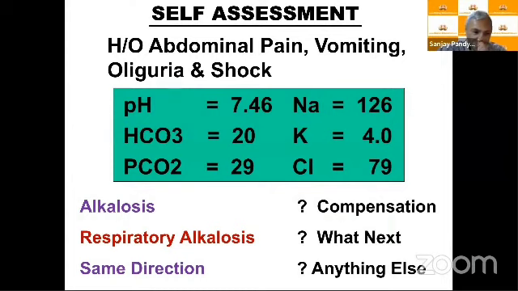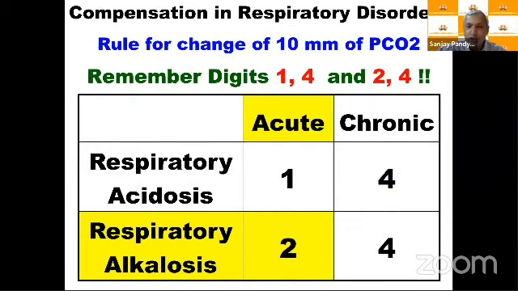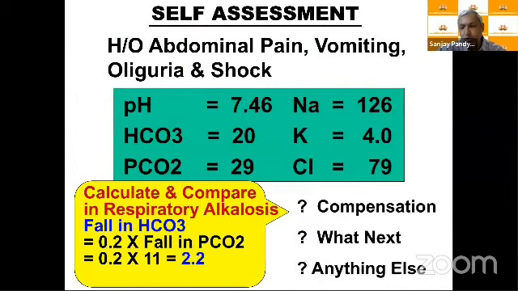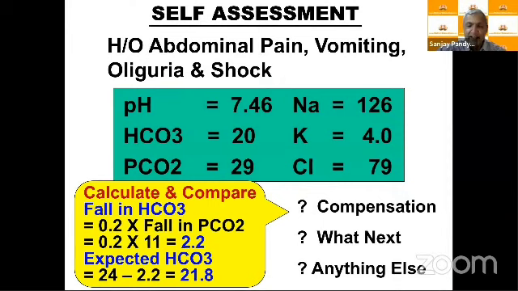Okay. Now after that, we have respiratory alkalosis, and a patient has abdominal pain, and this event has occurred acutely, and therefore for compensation we will use formula 2. Out of 2 and 4 we will use formula 2. Okay, now if we use formula 2 for reduction in PCO2, the bicarbonate will reduce. So how much will be the reduction in bicarbonate? 0.2 into 11 is equal to 2.2 will be the fall in bicarbonate, and therefore what will be the expected value of bicarbonate? Yes, precisely speaking, it is 21.8.